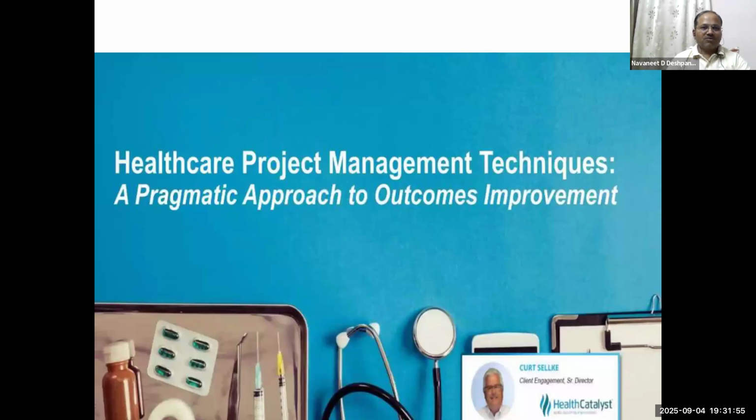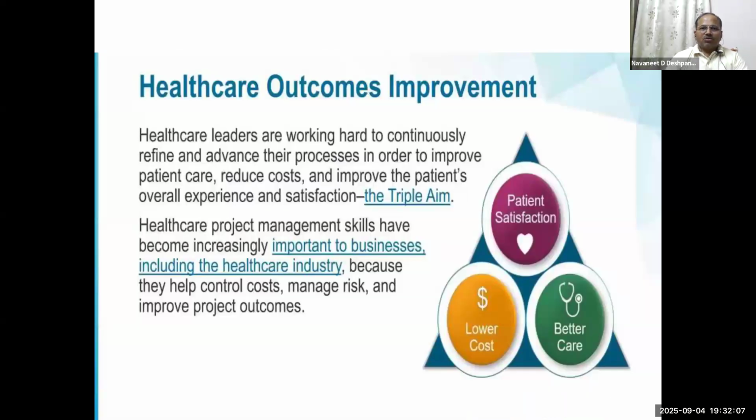So today we are going to cover the healthcare management techniques. We're going to see healthcare operations from the project management perspective. We have three bottom lines. First is patient satisfaction. Second is lowering of the costs, and third is better care of the patients.